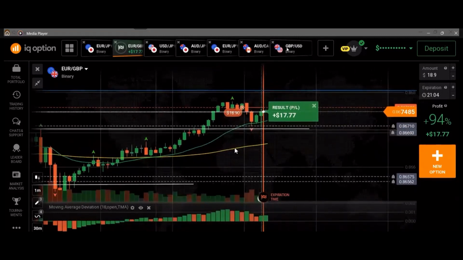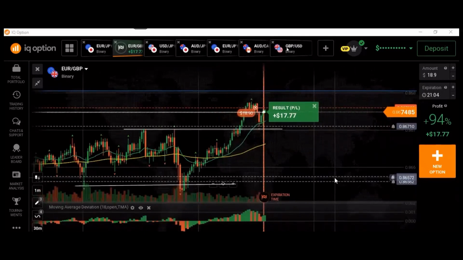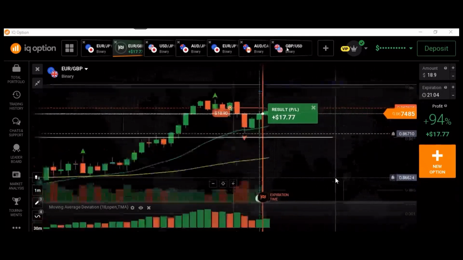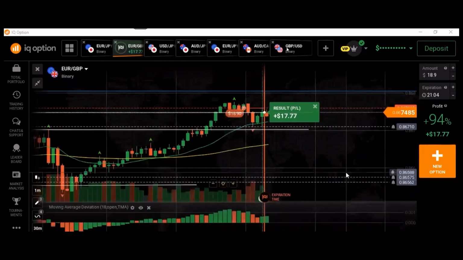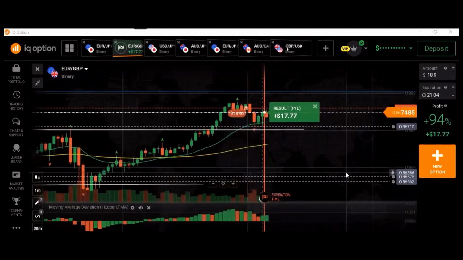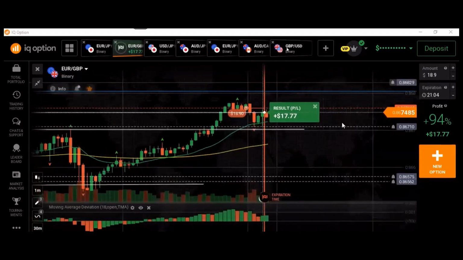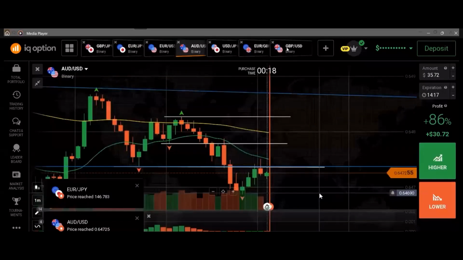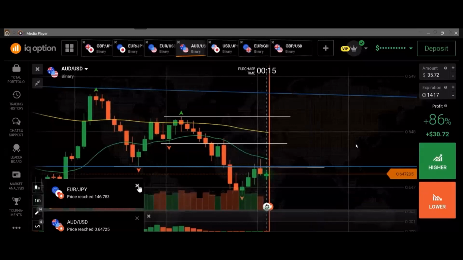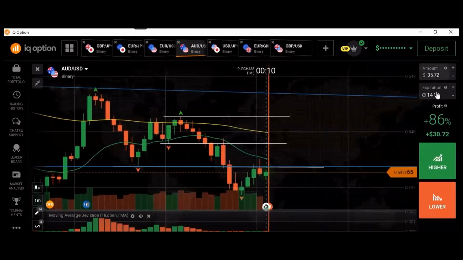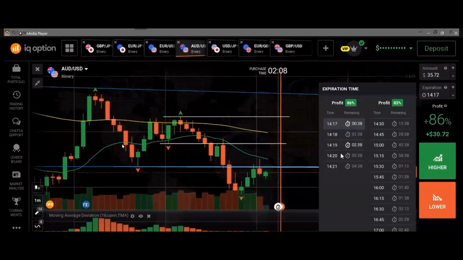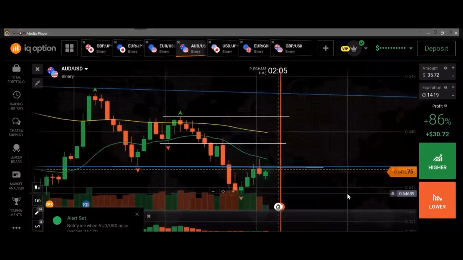Now I am going to move to my third trade. For my third trade, I want to double my previous balance again. So now we can see the second trade. You can see the point where I entered was the right way. Now I'm just going to take my third trade. So I doubled my balance. It is 35.72.